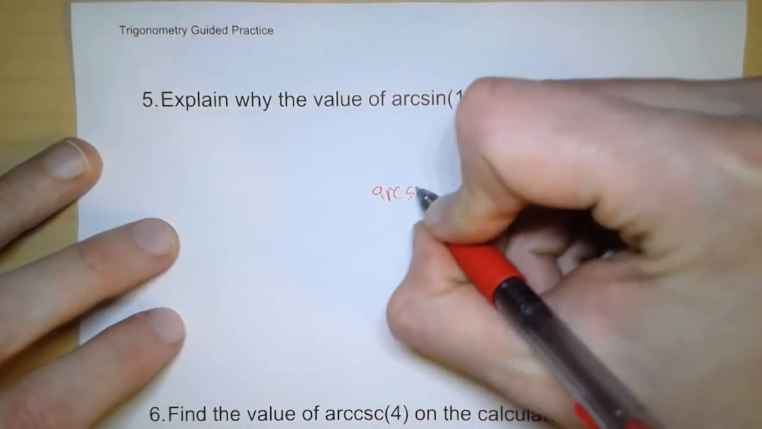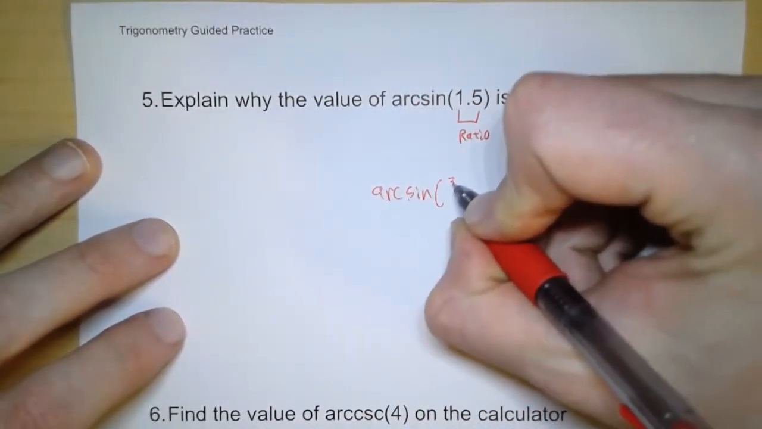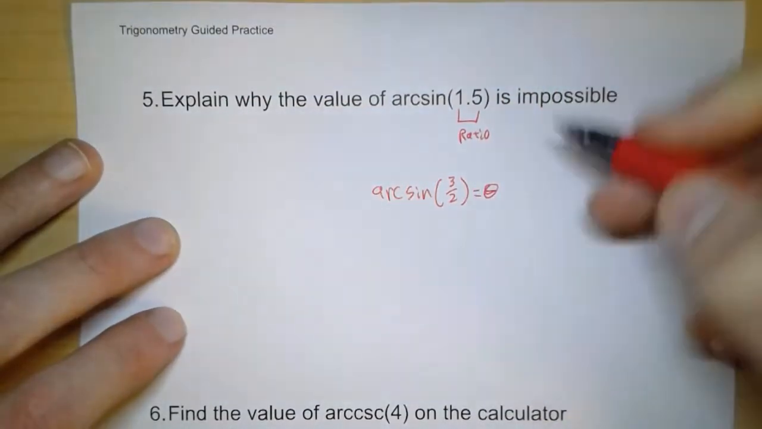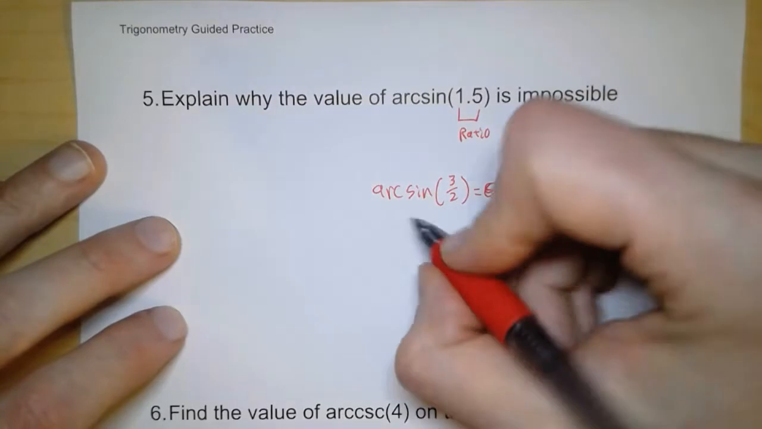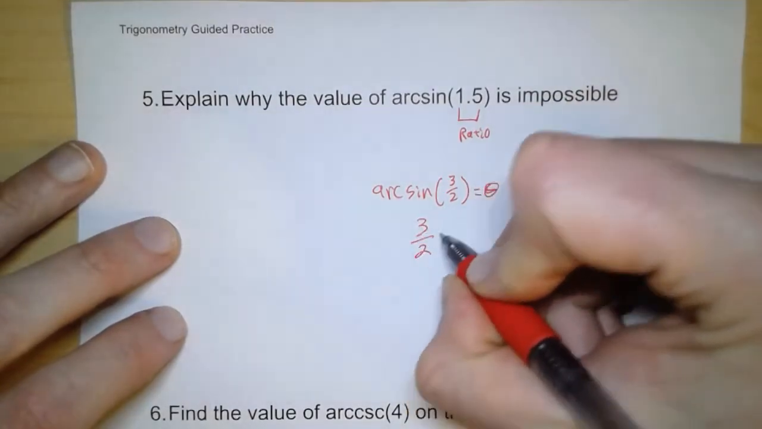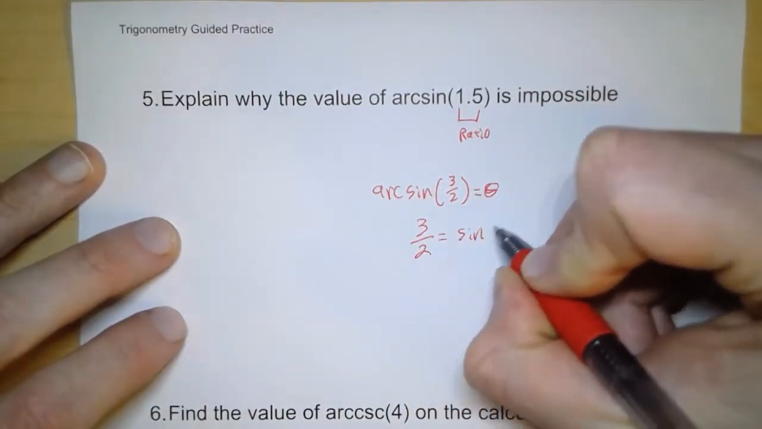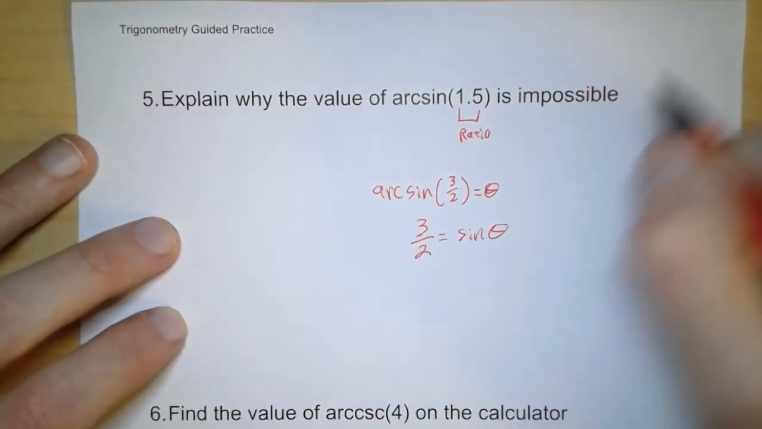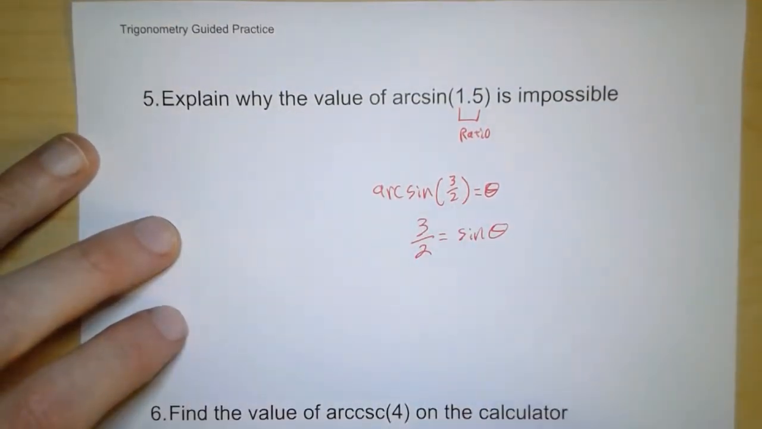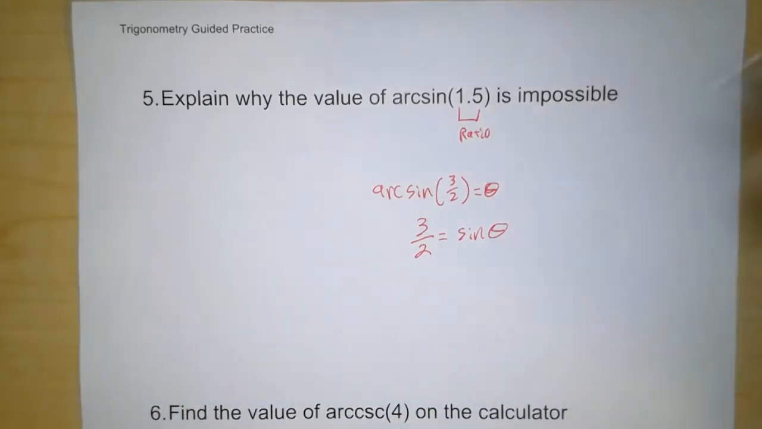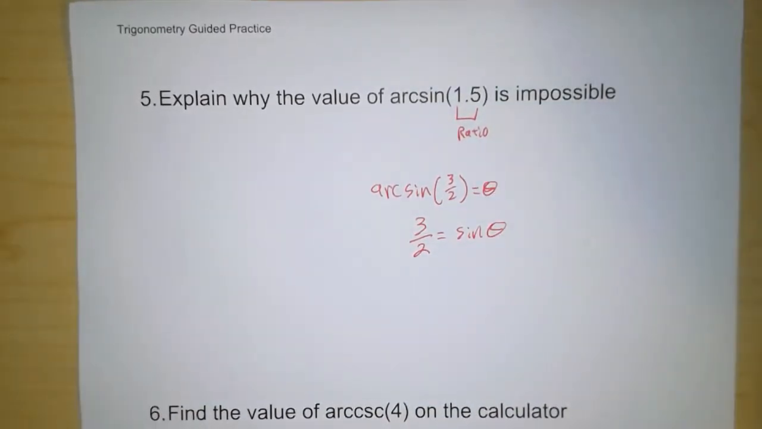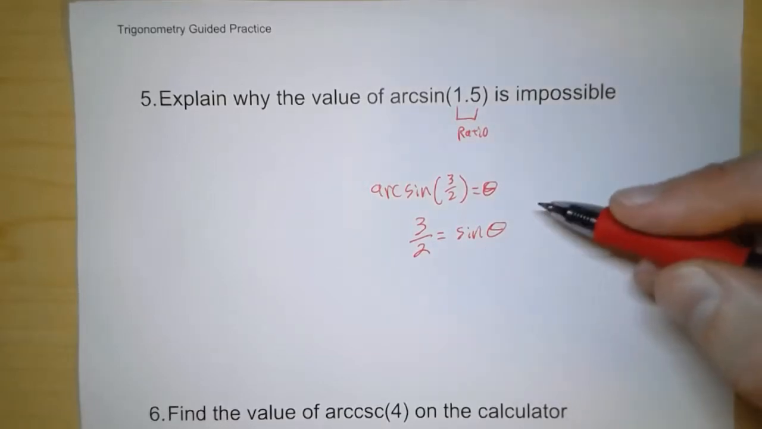So let me write this out. Arcsine of 3/2 equals theta. And if I were to rewrite this more conventionally, as we're used to, 3/2 equals sine of theta. So with sine, we plug in an angle, we get a ratio. With arcsine, we plug in a ratio, we get an angle. Now this is still problematic. I just rewrote it, but this helps us to see why it's problematic.